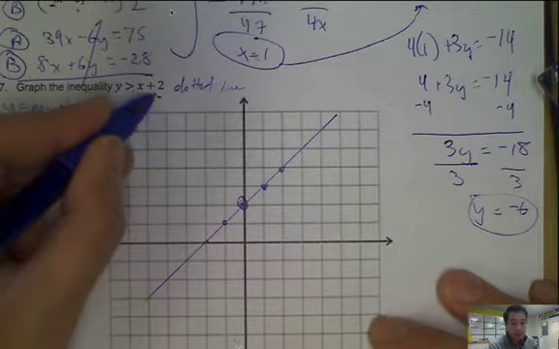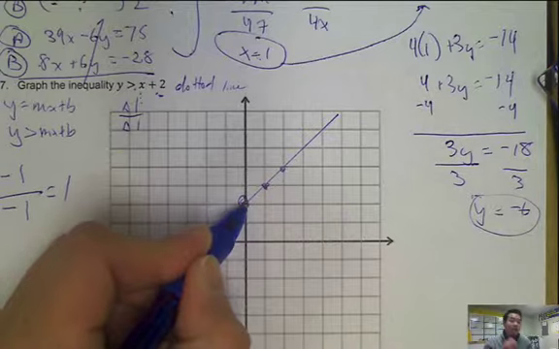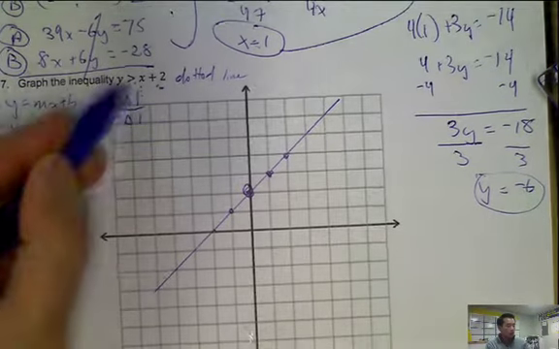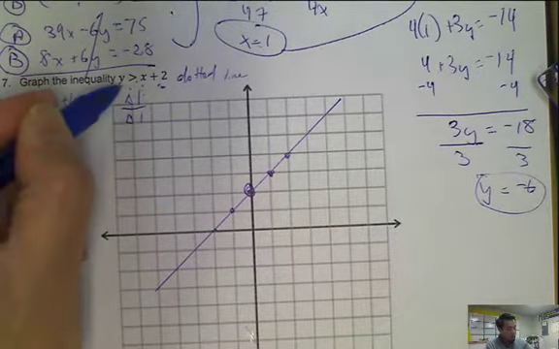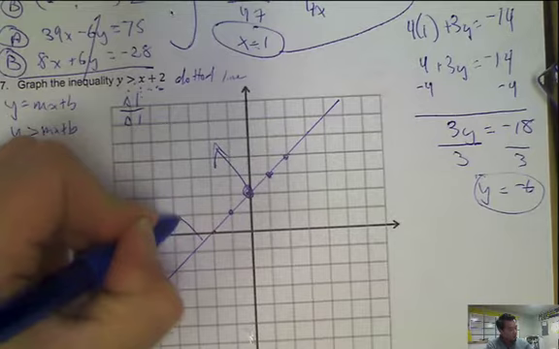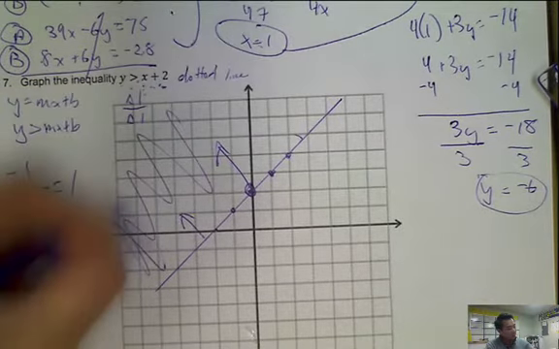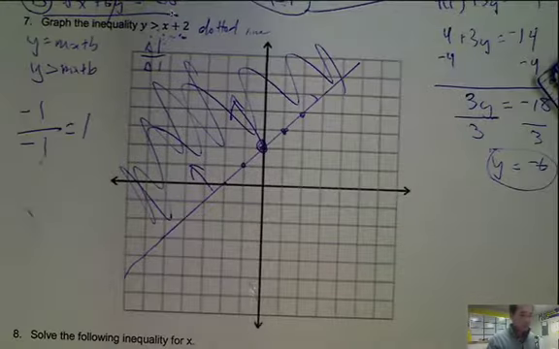Again, go to your y-intercept. As long as it's in slope-intercept form, go to your y-intercept. Ask yourself, where's the next y value that corresponds with this symbol? The next y value that is greater than 2 is up here. So I'm just going to shade above 2. Continue my line there. Okay.